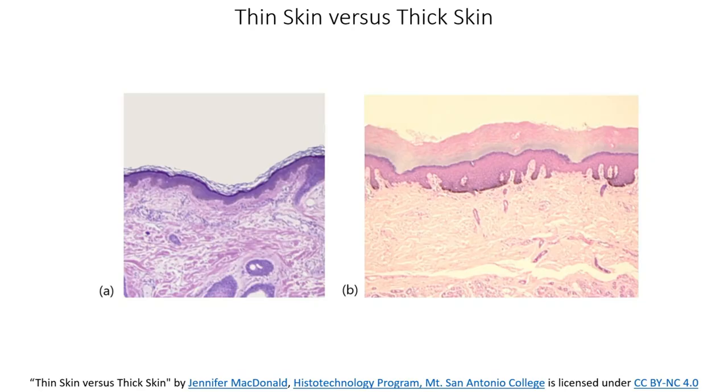So here we can see an example of that thin skin versus thick skin. Over here in panel A is thin skin, so you can see how thin that epidermis layer is right here. And then in panel B we have thick skin, and again we've got this surface layer of those epidermis cells. And so you can see how different those layers look.